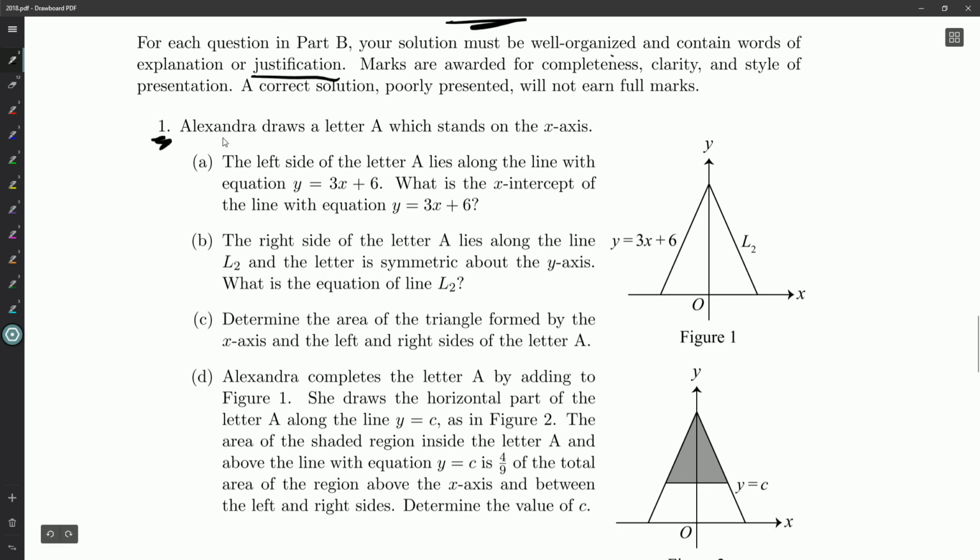So for question number 1 here, Alexandra draws a letter A, which stands on the x-axis. Okay, that doesn't quite look like an A, but who knows? We got 4 parts here. A part. The left side of the letter A lies along the line with equation y equals 3x plus 6. What is the x-intercept of the line? Okay, so we want to know, where does it hit the x-axis?